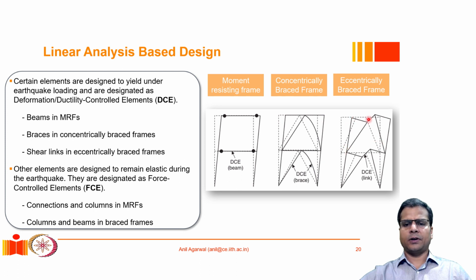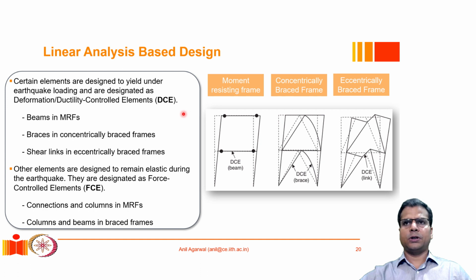And in the undeformed configuration, these broken lines show the undeformed configuration. So these two braces do not meet at the same point on the beam. They meet with some offset, and that offset creates an eccentricity which actually creates a shear link. So in different systems, there are different components which are expected to undergo plasticization. Okay, and those components which are expected to undergo plasticization would be classified as ductility control elements, and they are the ones who would control the overall ductile behavior of the frame.